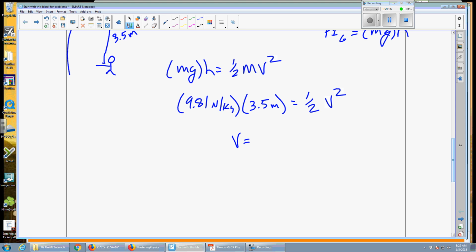How did I get rid of that mass? It's on common. Oh, I could have gotten rid of the 1/2 in that previous problem, couldn't I? Because it was in every term. Oh, that would have saved me some typing. So I get 5.8596 meters per second. If I wanted to, I would check that. I don't feel like checking it.